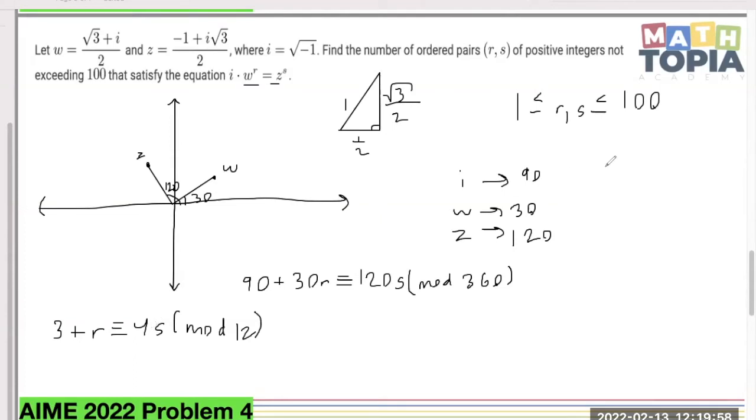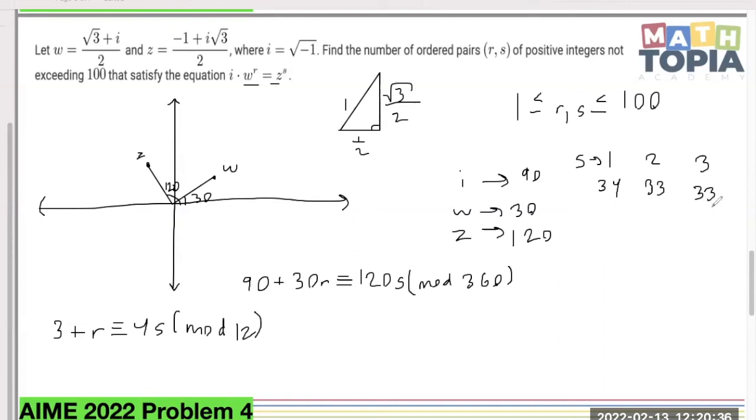So S could either be 1 in mod 3, 2 in mod 3, or 3 in mod 3. This is what S could be in mod 3. And depending on what it is, we either get that this is 4 in mod 12, 8 in mod 12, or 12 in mod 12. So the thing is, for S to be 1 in mod 3, there's a total of 34 numbers that work like that: 1, 4, 7, 10, all the way up to 100. For S being 2 in mod 3, there's 33 numbers: 2, 5, 8, all the way up to 98. And then for 3 in mod 3, there's also 33: 3 all the way up to 99.